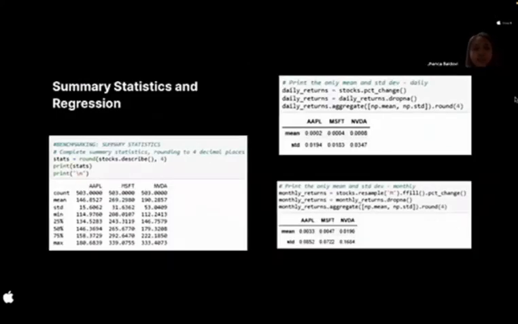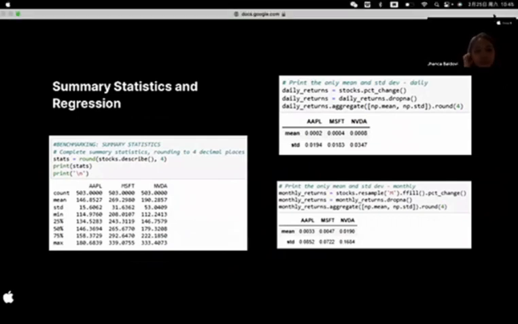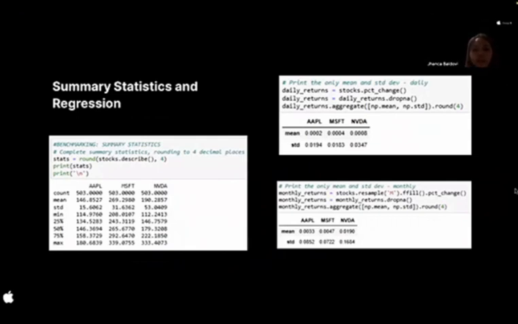Next, for the summary statistics and regression, first we just summarize here on the right the daily and monthly returns. And we can see here that the ranking from the largest standard deviation to the least is always Nvidia, Apple, and Microsoft, whether daily or monthly. And next slide, please.